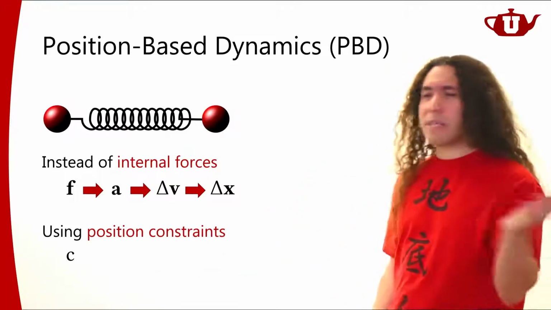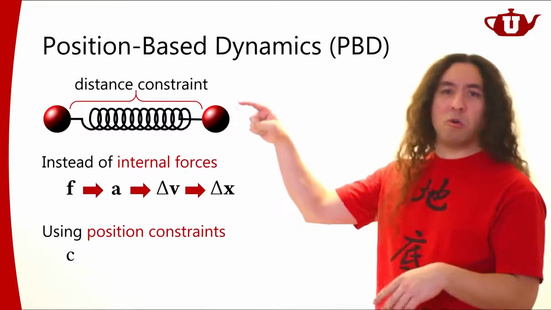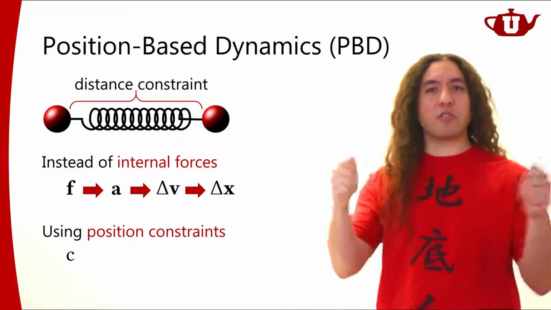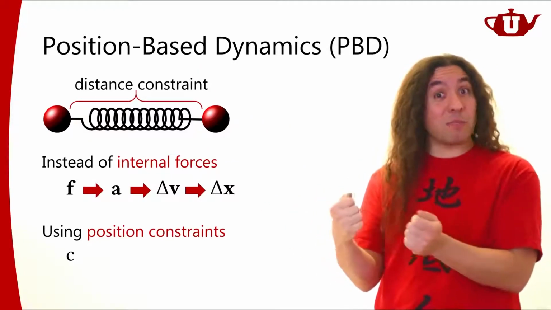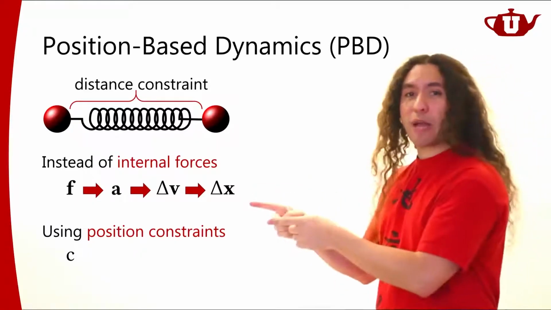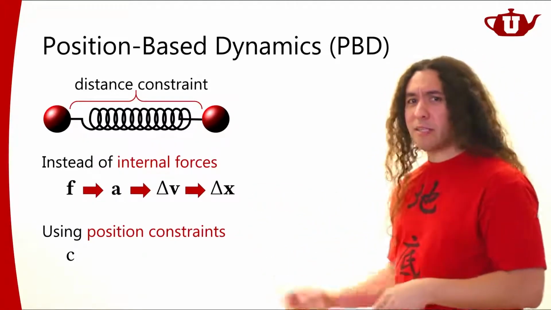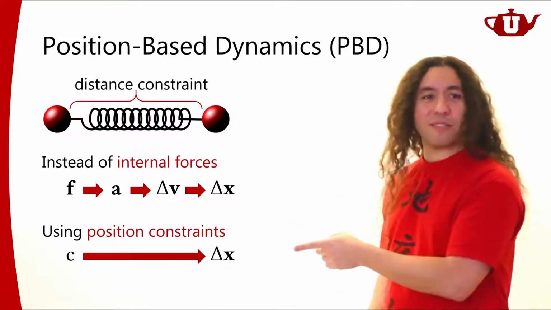Those constraints could be something like a distance constraint. For example, these two particles should be a certain distance apart. It's basically like a spring, but it's a distance constraint. And from this distance constraint, it directly computes the change in positions.